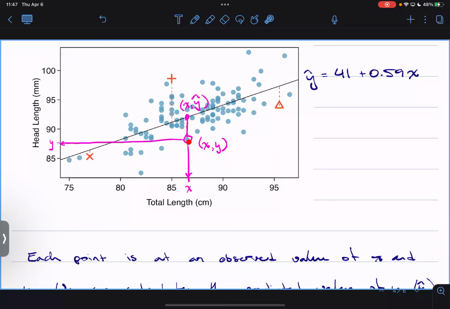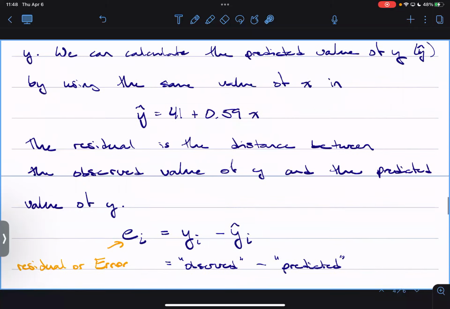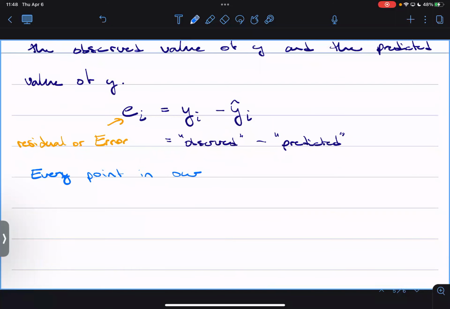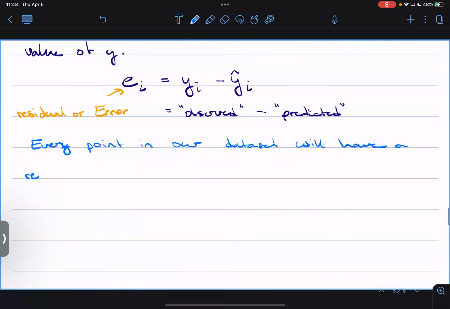Whereas this one here, the observed value of y is, I don't know, 86, 87, 88, final answer. I'm just guessing. Minus 90, right? So if they're below the line, they're negative. If they're above the line, they're positive. But you can kind of get there just remembering that it's observed minus predicted. So every point in our data set will have a residual.